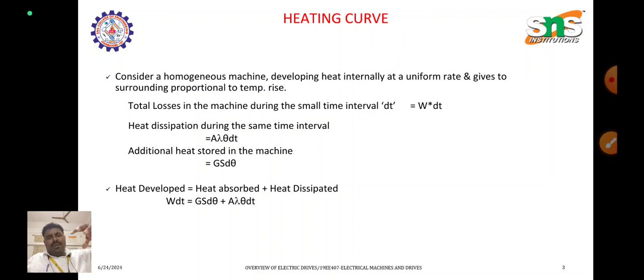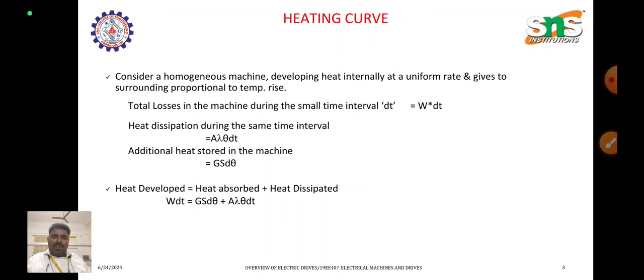So the heat will be developed as we pump the water. The pumped water will be stored inside the tank. That is called the heat absorbed by the machine. Once the full heat is absorbed by the machine, it reaches the ambient value. Once the water tank gets full, what about further water? The water overflows. Once the machine reaches the ambient value, the further heat developed will be dissipated to the surrounding medium.